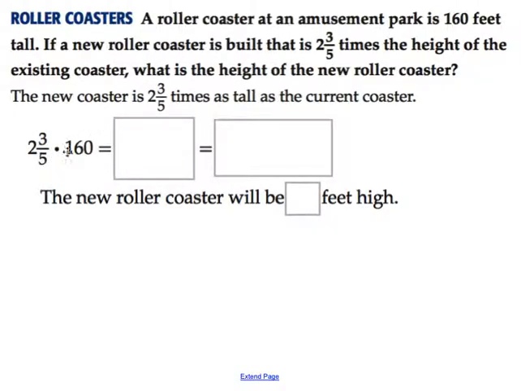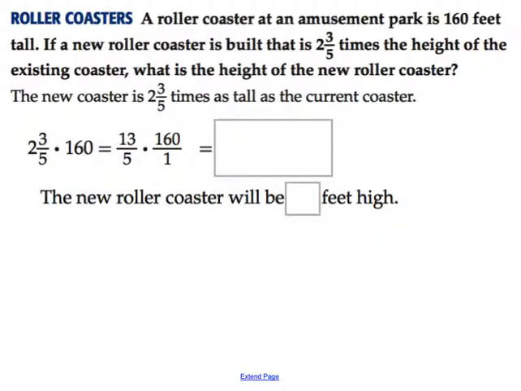This is the height of the existing one. The new one will be even bigger. It'll be 2 and 3/5 as big. It'll be taller. So we're going to multiply those two. But that means we have to change this fraction to an improper fraction, right? The mixed number to an improper fraction. 2 times 5 is 10 plus 3 is 13/5.